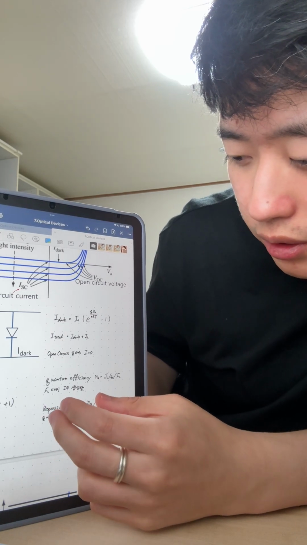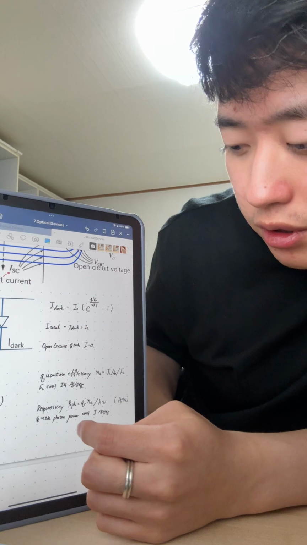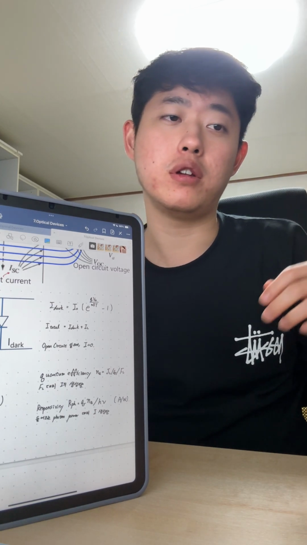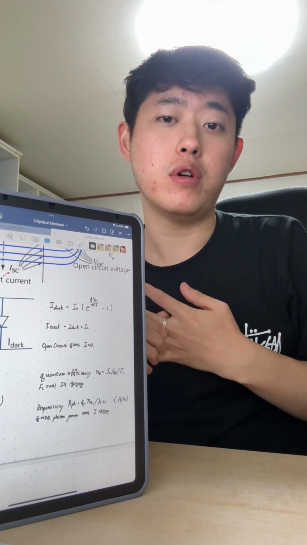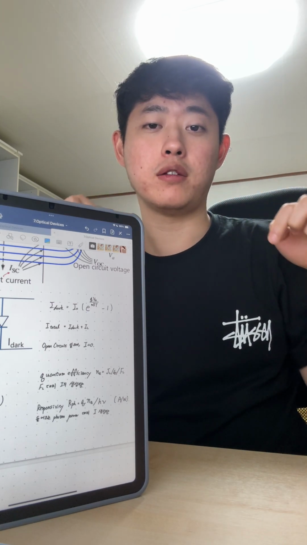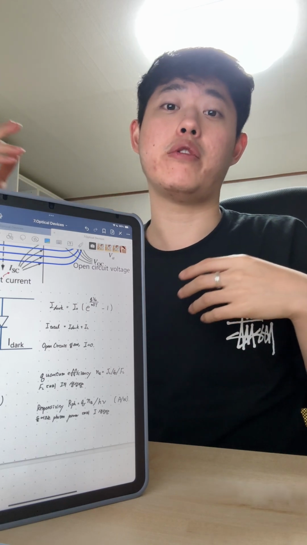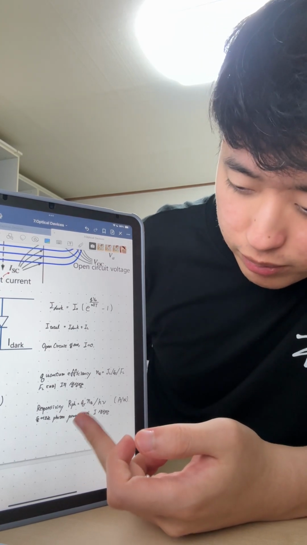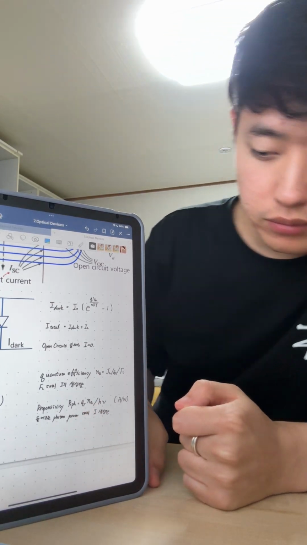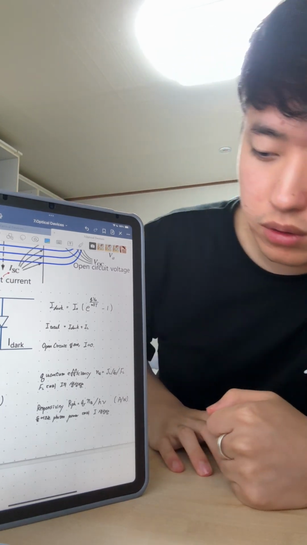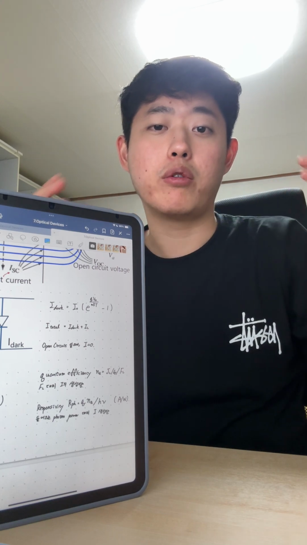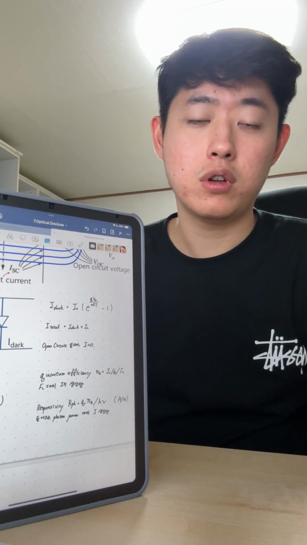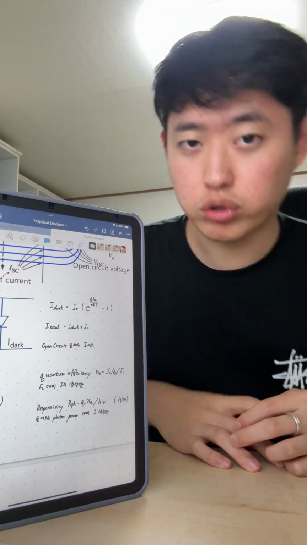Okay, and there is a quantum efficiency. This is the flux in the device, and how much current will be generated is the quantum efficiency, and responsivity is related to how much current relates to how much photon power.